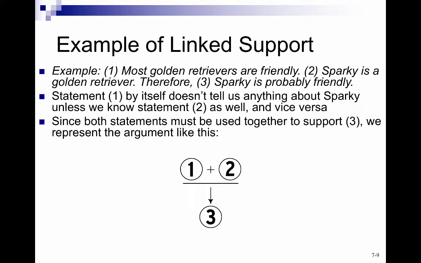Now we look at each premise independently. So statement 1 by itself. Most golden retrievers are friendly. Does that lead necessarily to the conclusion that Sparky is probably friendly? Not by itself, because without the other premise, we wouldn't know that Sparky is a golden retriever. So we need 1 and 2 together to come to 3, which is the conclusion. So we put a plus sign between 1 and 2, then the arrow down for both of them to 3.